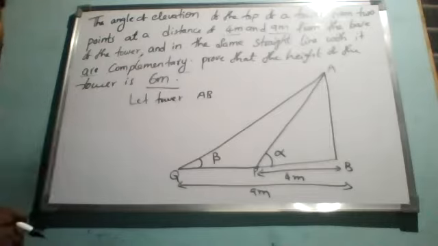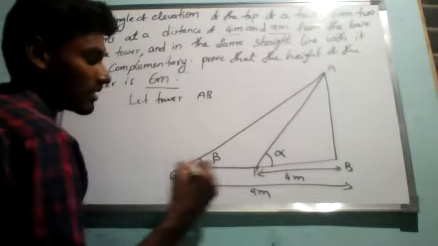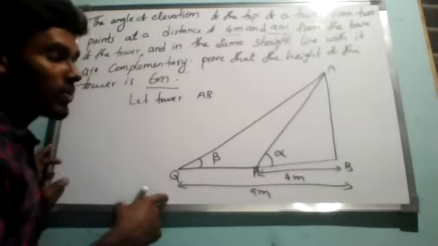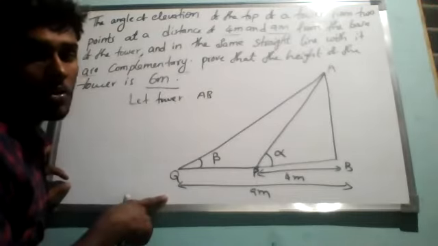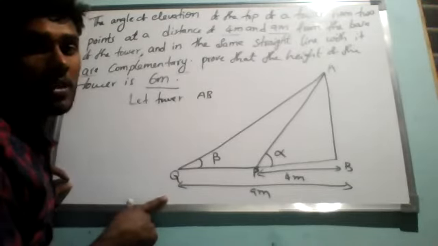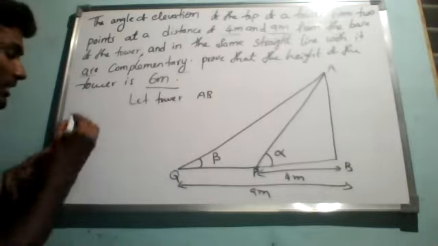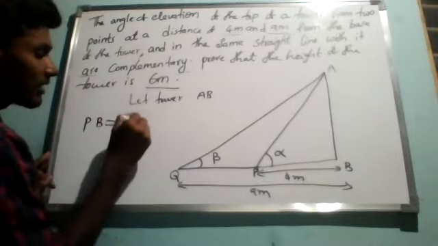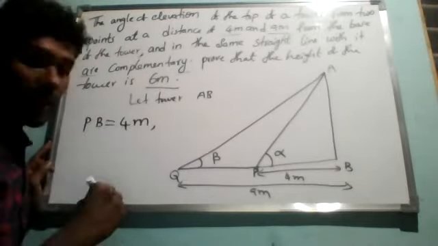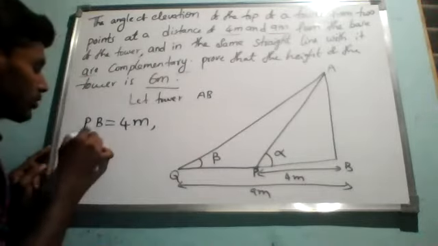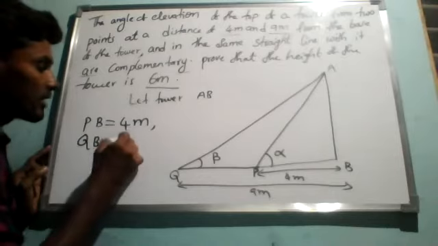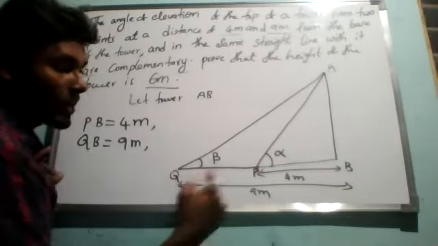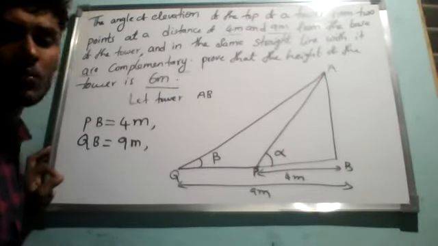P and Q are the points at a distance of 4 meters and 9 meters respectively. P is 4 meters away from the base of the tower, and Q is 9 meters away. So I can write PB equals 4 meters, and QB equals 9 meters. If QB is 9 meters, then QP is 5 meters. That is not even required, but if you want, you can mention it.